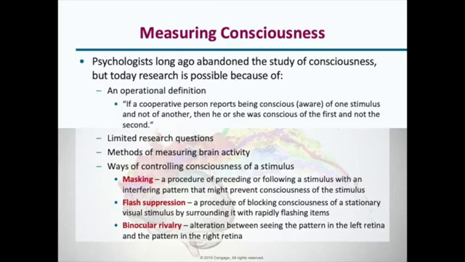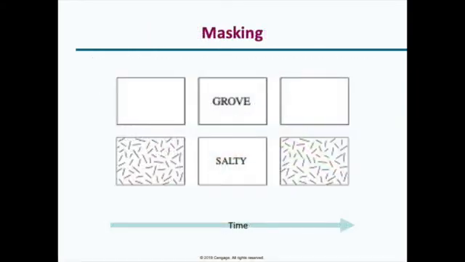Let's talk about that just a little bit more. Take two of these examples. Here's an example of what a masking task would look like. If you were to take the top row, you would be presented with a blank screen. And then the word in the middle, Grove, would flash for a short period of time, like 500 milliseconds. And then it would go back to the blank screen. And your task is to say what the word was that was flashed.